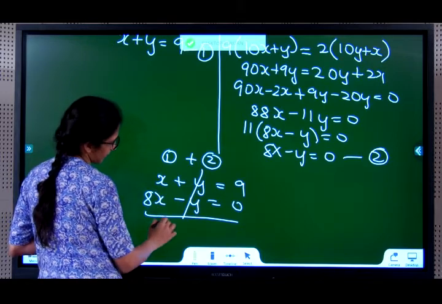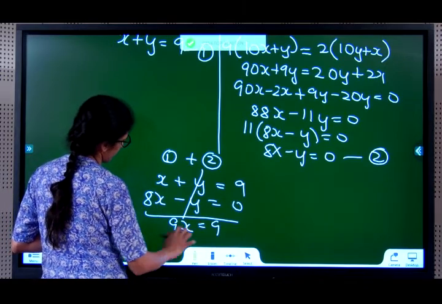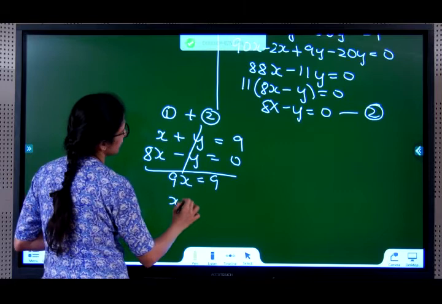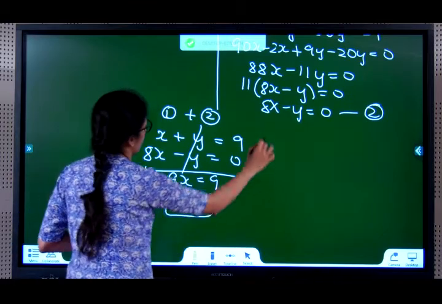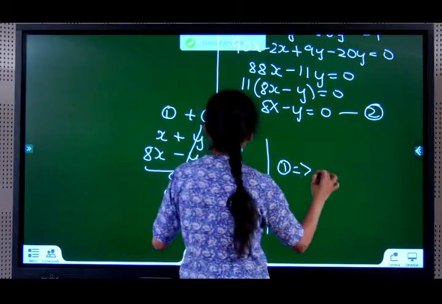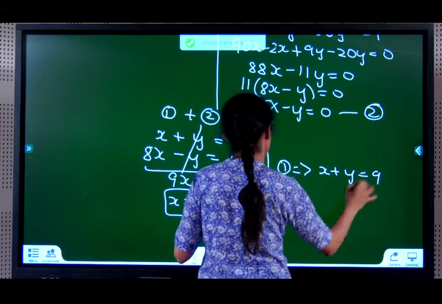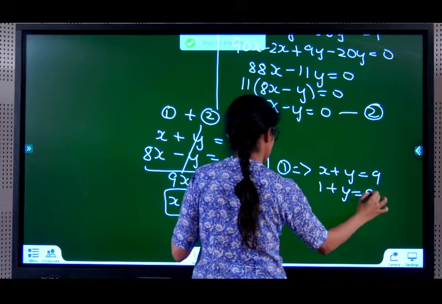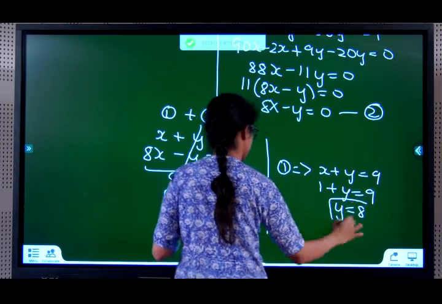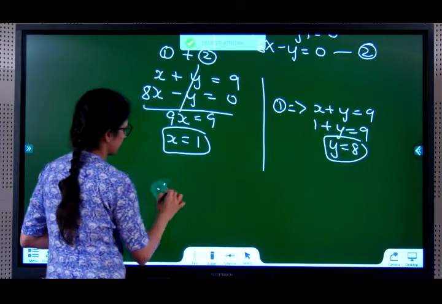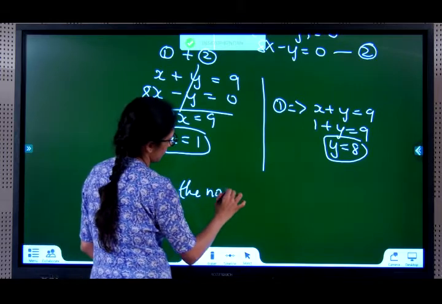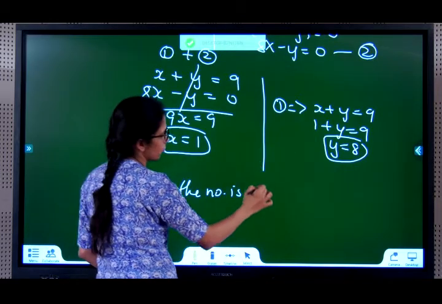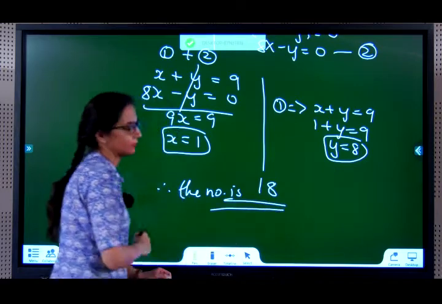Add x plus 8x, 9x is equal to 9. x is 1. Using equation 1, x plus y is 9. So, 1 plus y is 9, y is equal to 8. Therefore, the number is, original numbers x and y. So 1 and 8, 18.